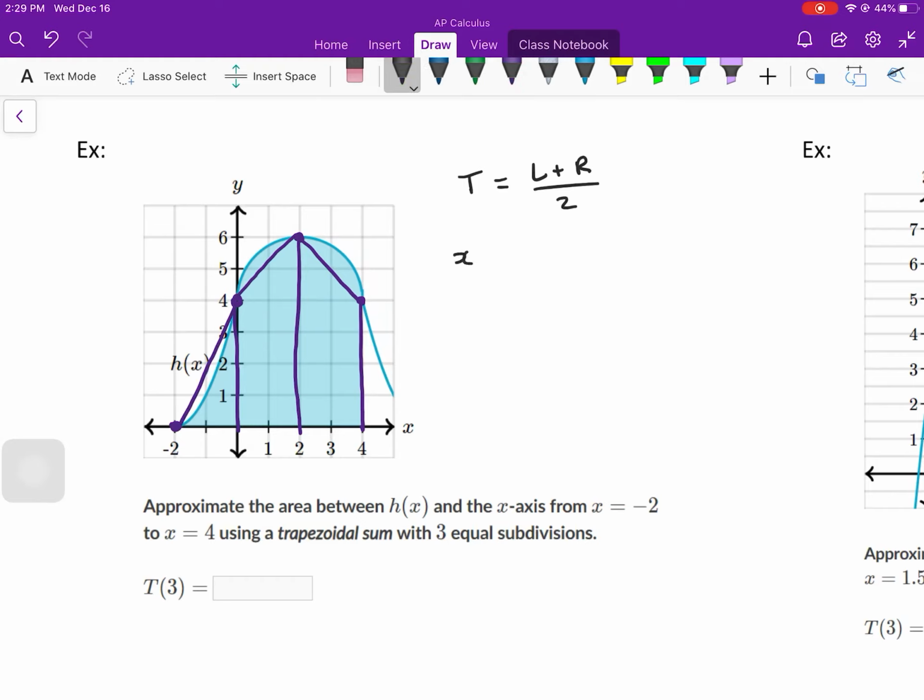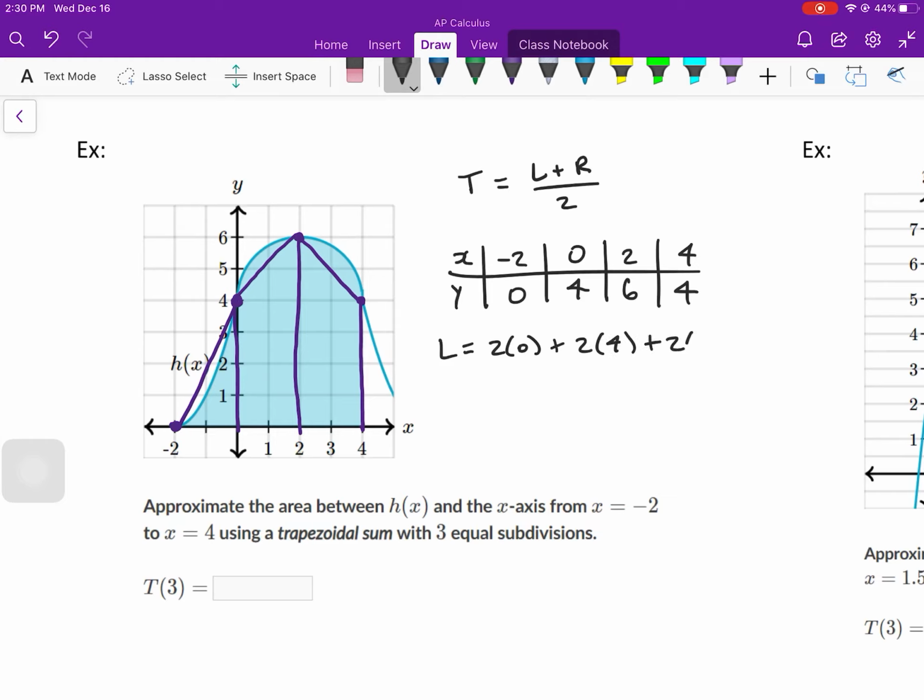So let's go ahead and make our table, do a left sum and a right sum, and use that to evaluate. So when x is -2, our y is 0. When x is 0, our y was 4. When x was 2, our y is 6. And when x is 4, our y is 4. So for our left sum, it's going to be 2 times 0 plus 2 times 4 plus 2 times 6, which is 8 plus 12, which is 20.